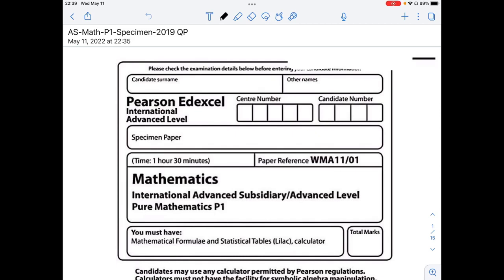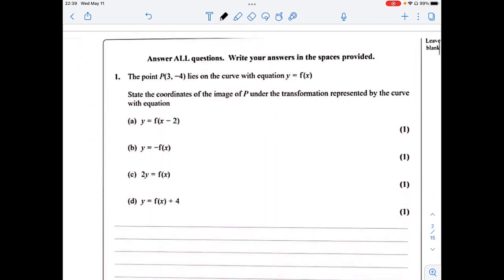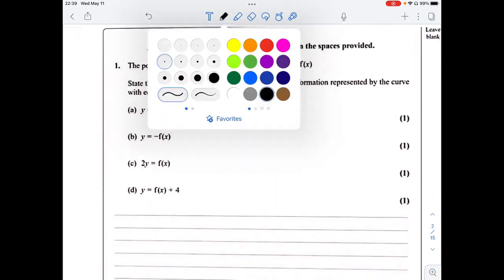So welcome, this is the Edexcel International A-Level Mathematics P1 Specimen Paper from 2018-2019 onwards, the new syllabus. So let us try to solve the question. What is the first question asking about?